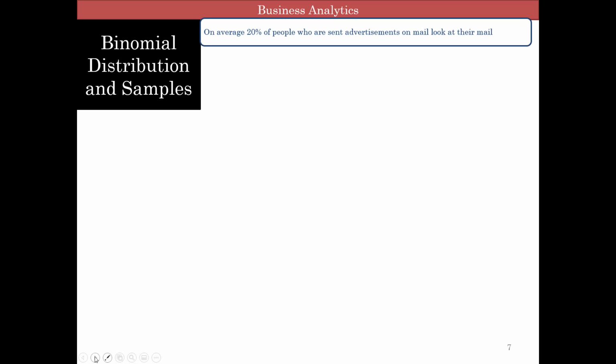So let's take an example here. We say on average 20% of the people who are sent advertisements in their mail look at their mail. I just throw it into the trash bag as soon as I know it's an advertisement. So obviously this is a binomial distribution because you have two outcomes. You either look at the ad or you don't look at the ad. And the population proportion is 20% because 20% of them look at the ad.